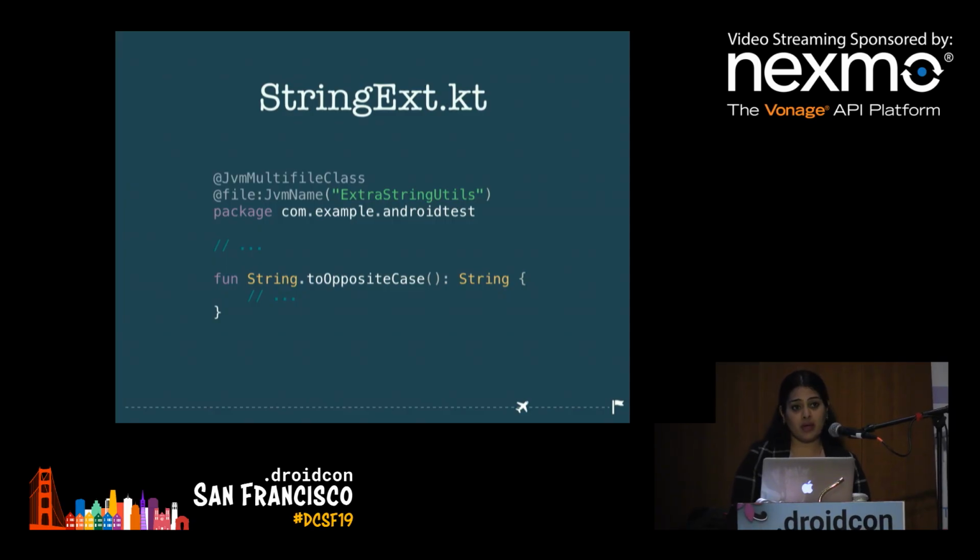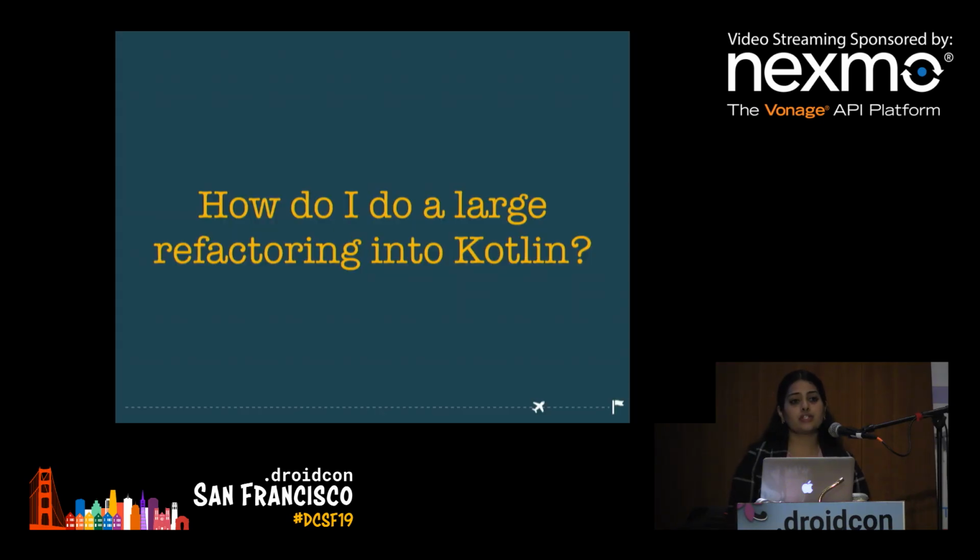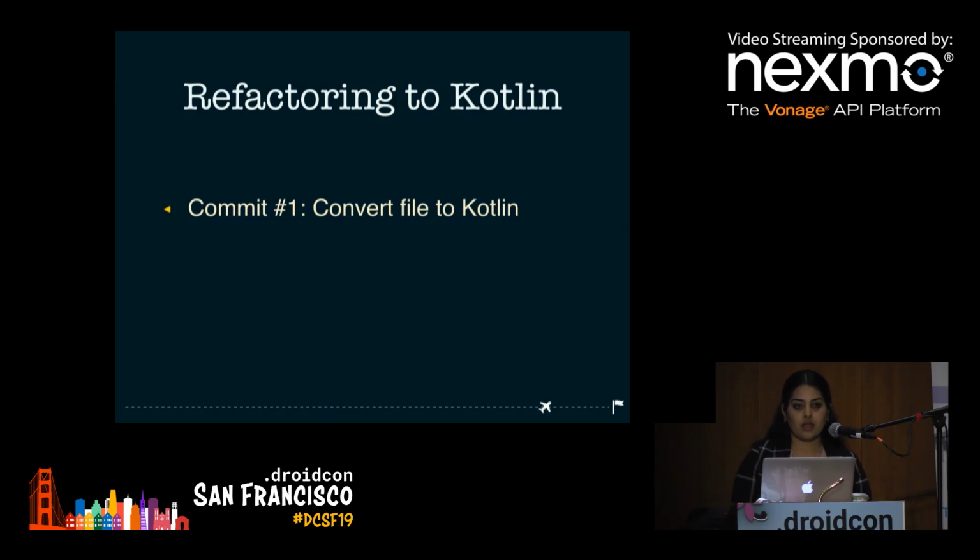Okay, so we talked a lot about idioms, but what are some common questions that come up during this process? The first is, how do I do a large refactoring into Kotlin? The best way is to focus on small pieces at a time or small features at a time. But most importantly, to do strategic commits. The first commit could be to take the file and convert it into Kotlin using the IDE. Next, you're probably going to end up with compiler errors, so fix those as your second commit. And make sure that your code is working fine.